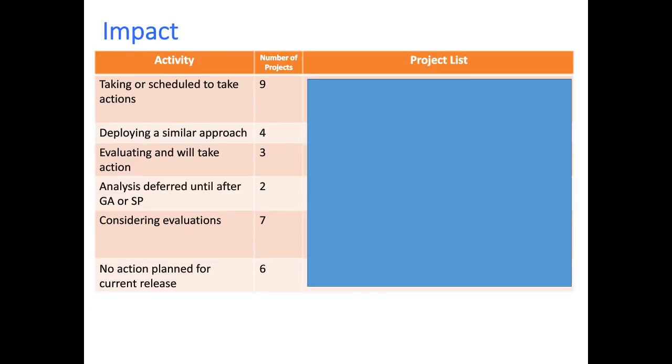So nine projects not only determined what actions they needed to take, but actually were taking them. Four were deploying a similar approach, especially bigger projects, which already had some sort of similar approach, but modified based on what we suggested. And three were evaluating and about to take action. So in some cases, analysis was delayed to the next release, and a few projects had it under consideration as well.